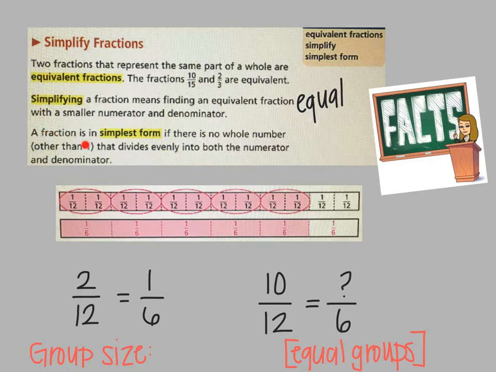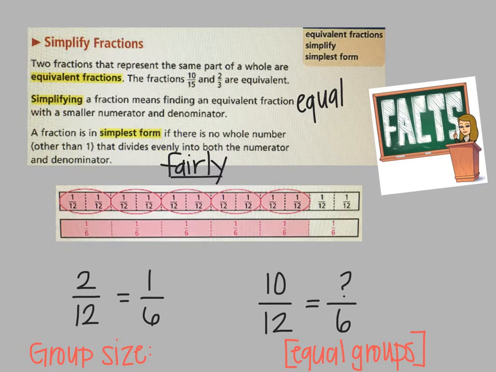A fraction is in simplest form if there is no whole number other than 1, which remember, dividing by 1 won't change your number, that divides evenly into both the numerator and denominator. Remember, with fractions, they like to be treated fairly. So think about that. If you're dividing by 2 on the numerator, you have to be dividing by 2 on the denominator. If it doesn't work for both, you need to find a different number.